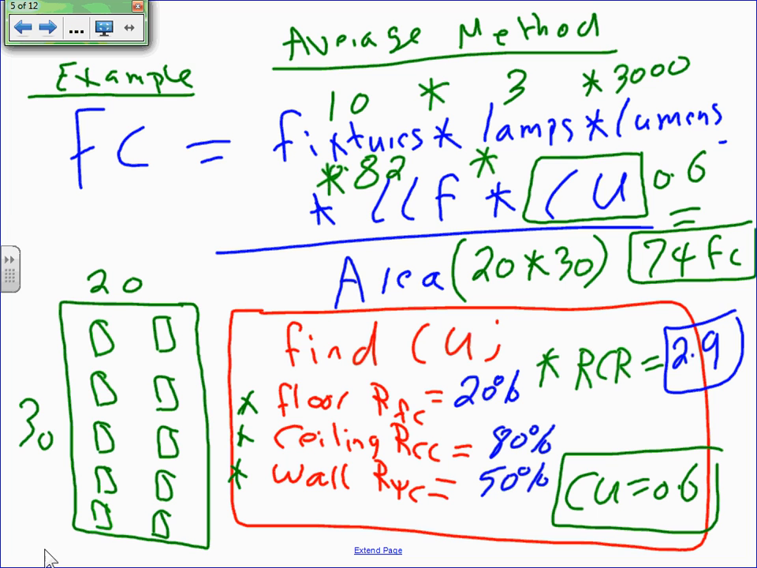Okay, so we found it. Any question, guys, how we came up with 74 foot-candles? 74 foot-candles. Take the second example.